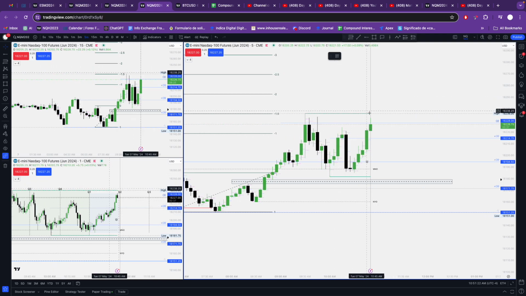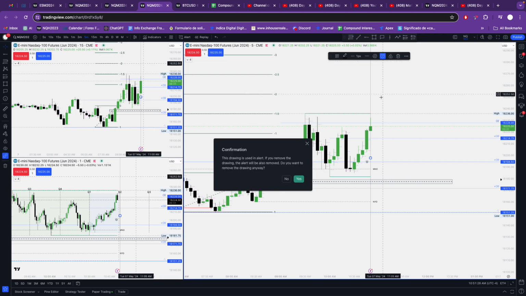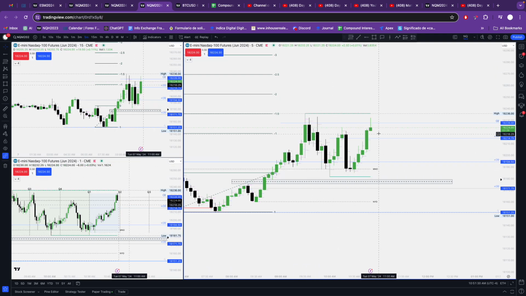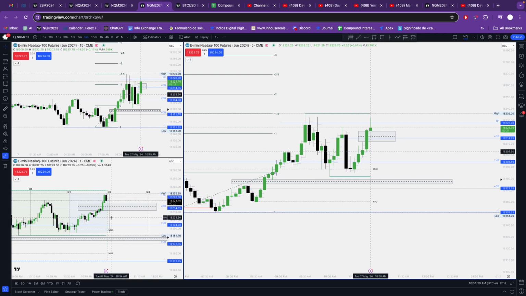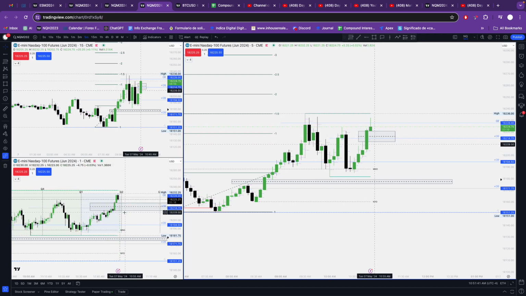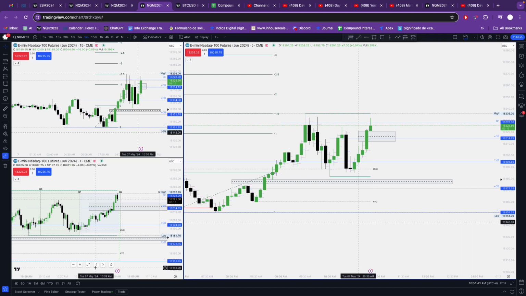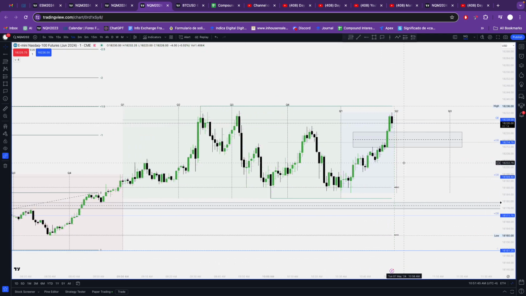So if we do take this out here, I think we will. We could definitely rely on the run down into this fair value gap right here. It's potentially forming. Let's see. Oh, look, we had this fair value gap here on the one that took out that draw on liquidity.